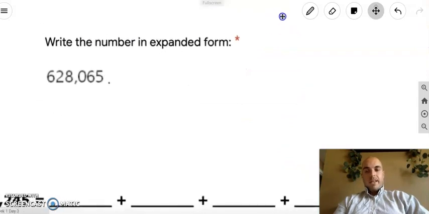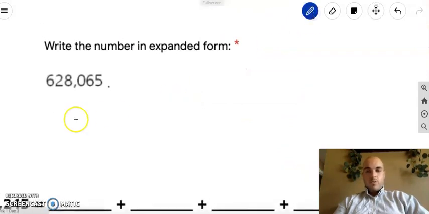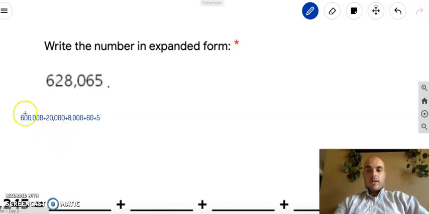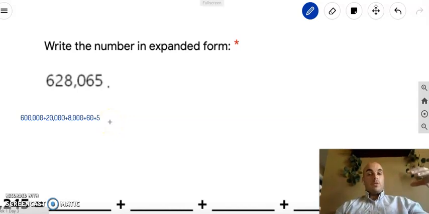So we have to write this number in expanded form. Okay, so I'm going to take each one of these place values out, and I'm going to put them as their actual value. So for instance, the 6 in the 100,000s place is really worth 600,000. The 2 in the 10,000s place is really worth 20,000. The 8 in the thousands place is really worth 8,000. There's nothing in the hundreds place. I'm not going to put a 0. But I have a 6 in the tens place, which is really worth 60, and then a 5 in the ones place. So 600,000 plus 20,000 plus 8,000 plus 60 plus 5. That's expanded form. You're expanding how the number is written, pulling everything out.